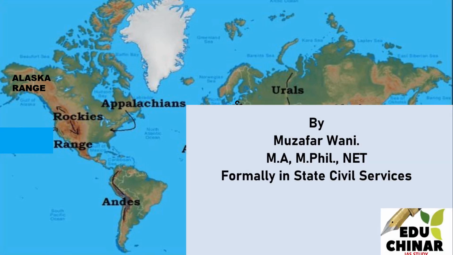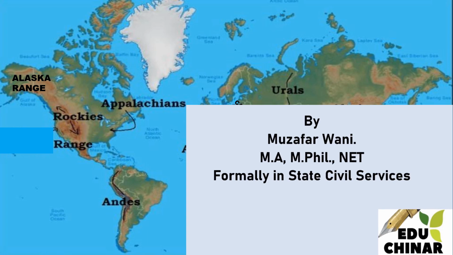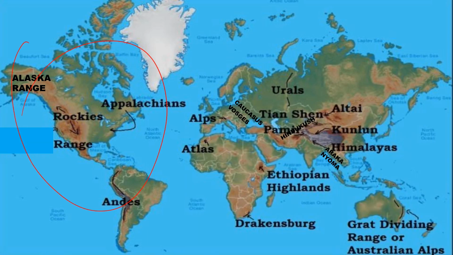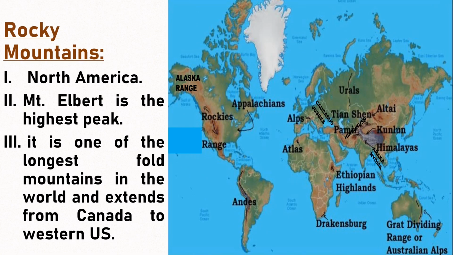Let's start with the mountain ranges located in the American continent. Only after studying these will we proceed further with the mountain ranges located in other parts of the world. About the Rocky Mountains, we will start from the Rockies, which are located here, as you can see in this world map. The Rocky Mountains are located in North America.